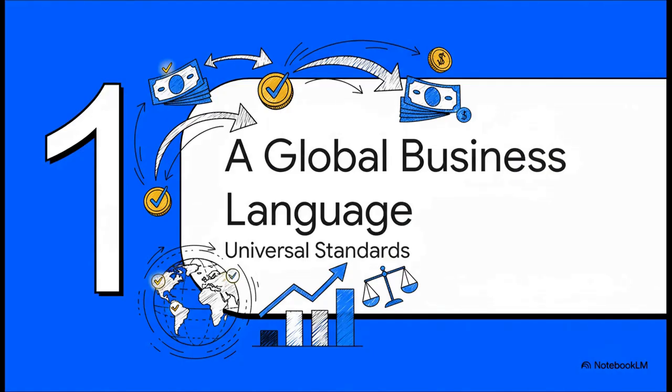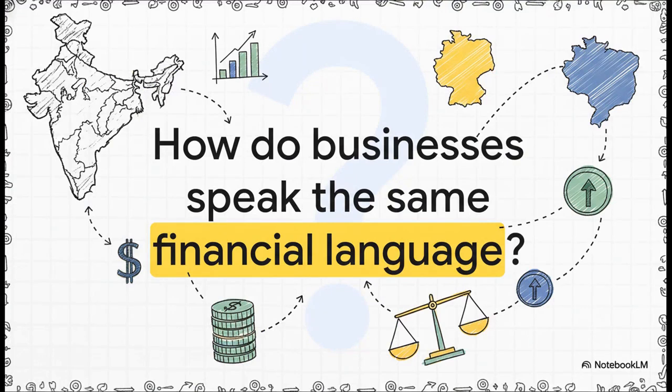Okay, first things first, let's set the stage. We live in a globalized world, right? Money is constantly flowing across borders, and investors, well, they need to be able to trust the numbers they're seeing, no matter where a company is based. And that brings us to a really fundamental question. How do you make sure that a profit reported in India means the exact same thing as a profit reported in Germany or Brazil? This is the core problem that global accounting standards were created to solve.